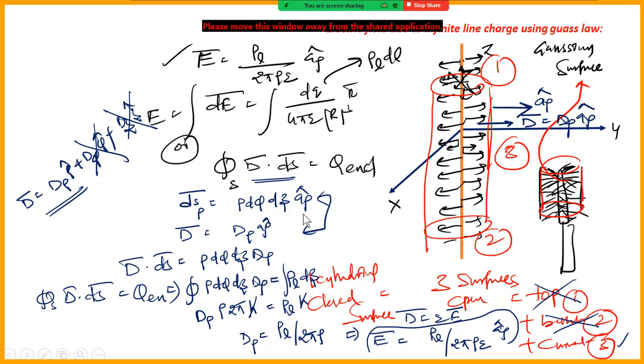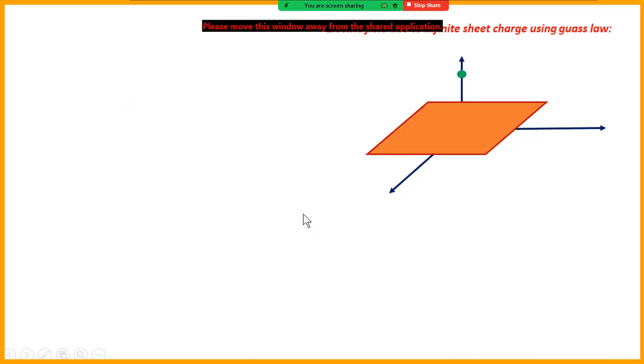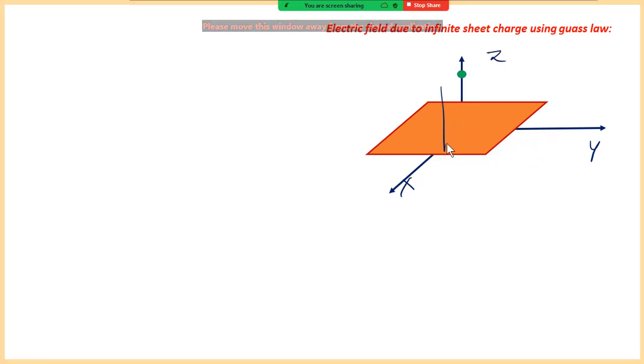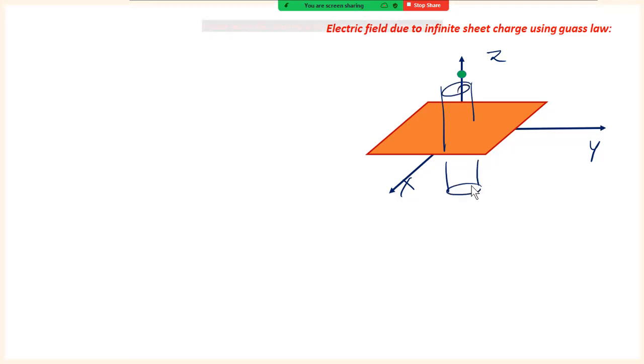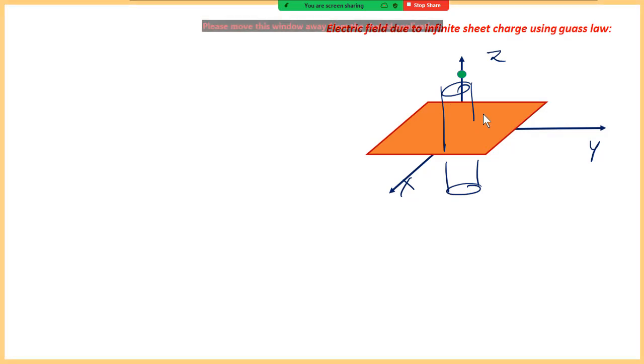So the line charge is over using the Gauss law. Similarly, you can go for the surface charge. In this case also, the surface charge is available on the xy plane. So what is the Gaussian surface? Again, a cylinder you can take. So I am taking one cylinder like this. Now through what part of the cylinder are the electric flux lines passing? That is what you need to observe.